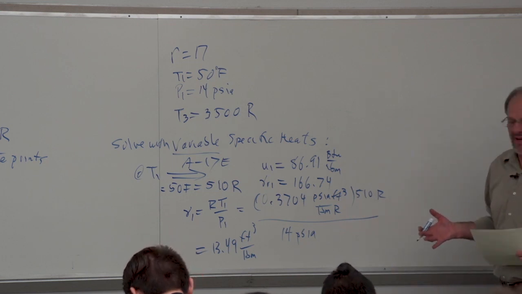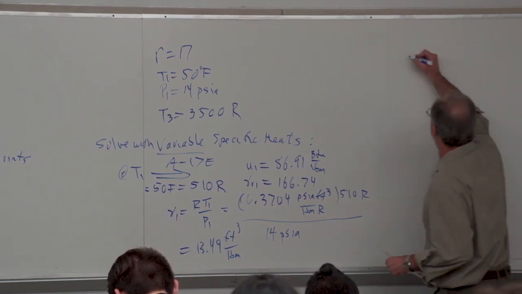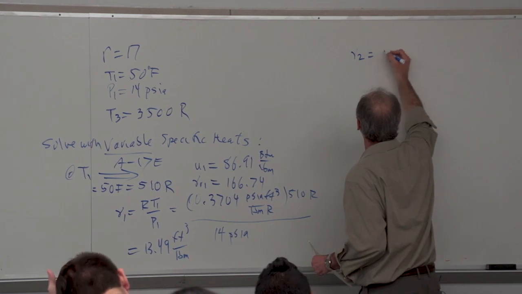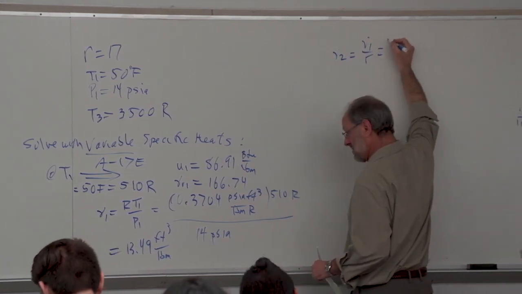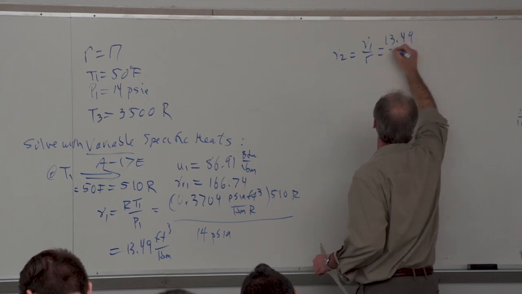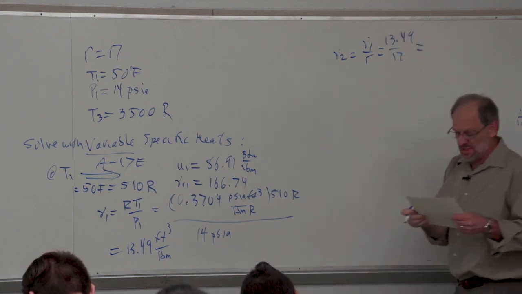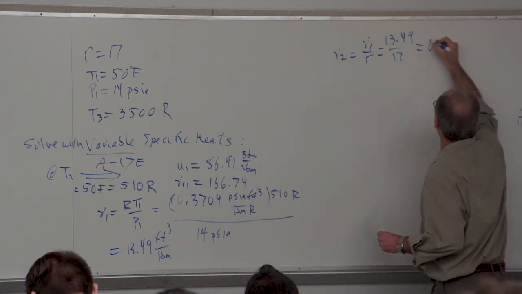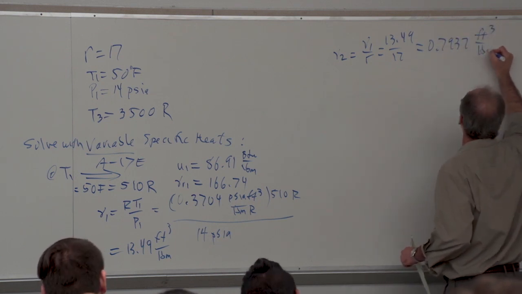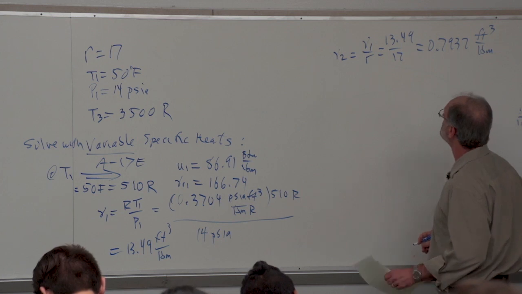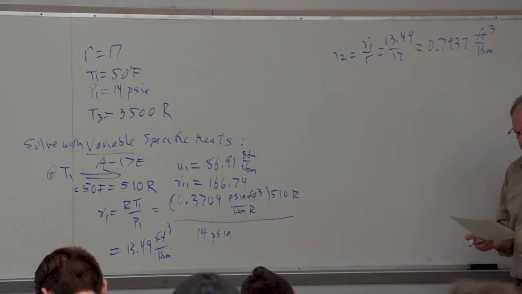Now, as long as I found V1, let's also note that V2 is just going to be V1 over the compression ratio. So 13.49 over 17. So this is going to be 0.7937. And again, the same units, cubic feet per pound mass.